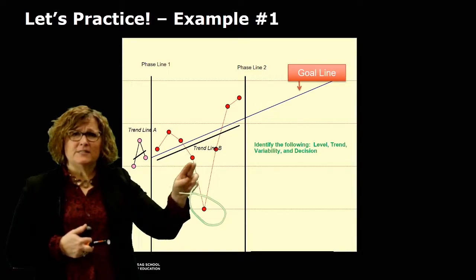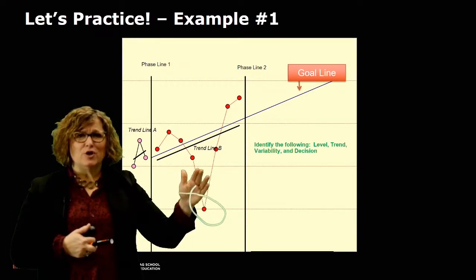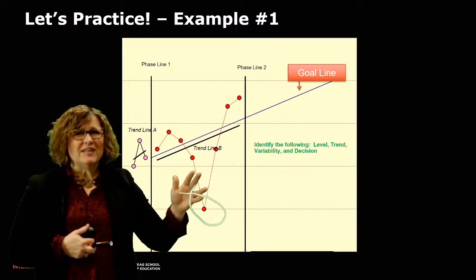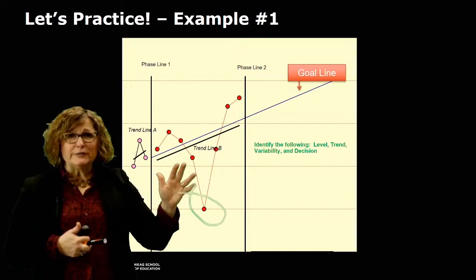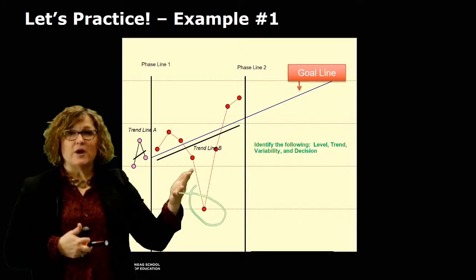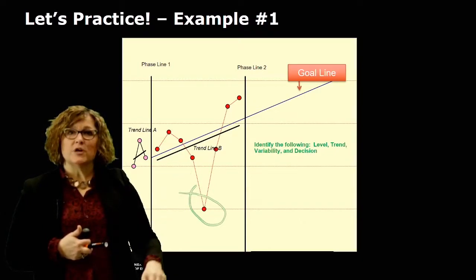But I do have these three points below the goal line. As a teacher, that's a little worrisome, so I might be a little reticent to make a change right now. I might want to go ahead and keep instruction as is.